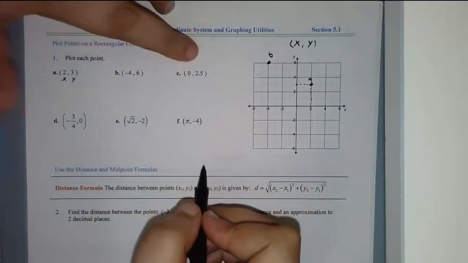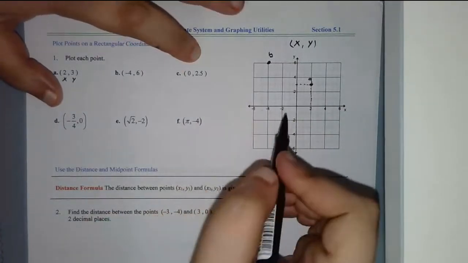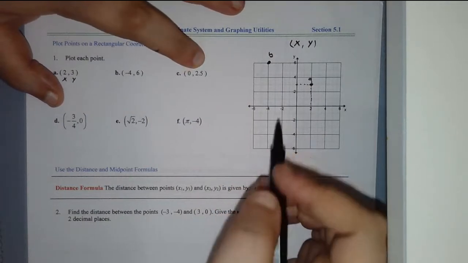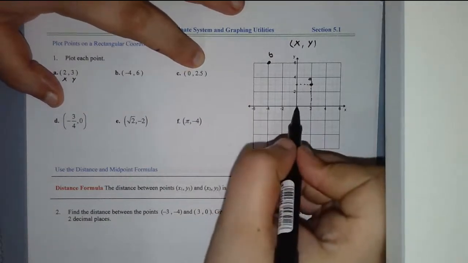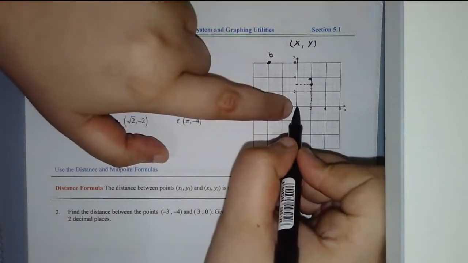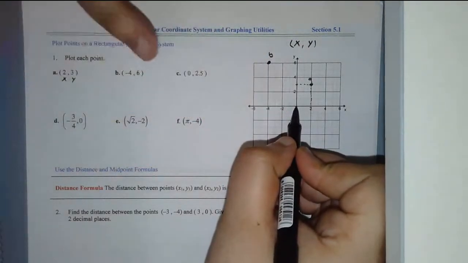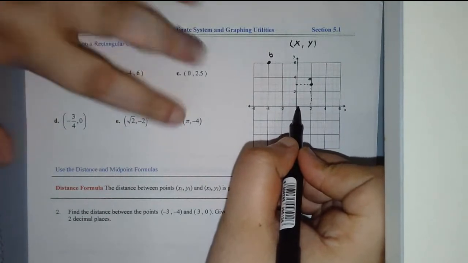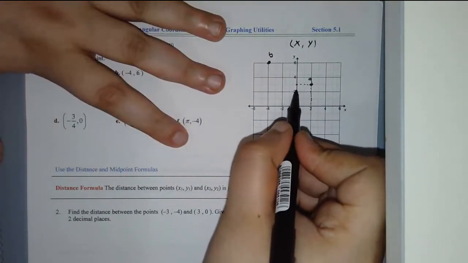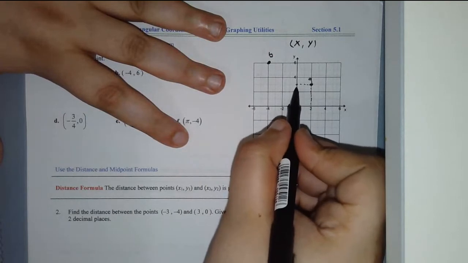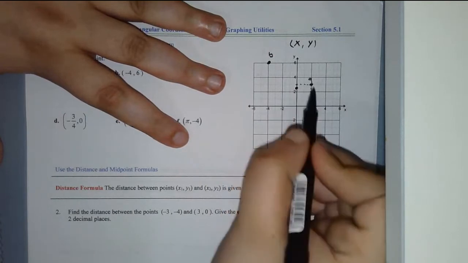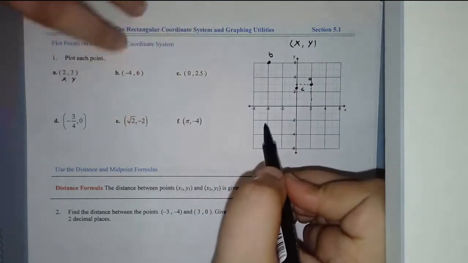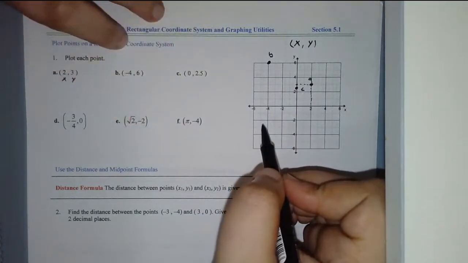Okay? What about C? It says (0, 2.5). So for x, it's 0. So I'm on the horizontal axis exactly at 0, and I'm not going to move, just here. Now, I need to go for y, 2.5. So I'm going up 1, 2. This is 3. So between the two right here. This right here. That's 2.5. Okay, so that's C.